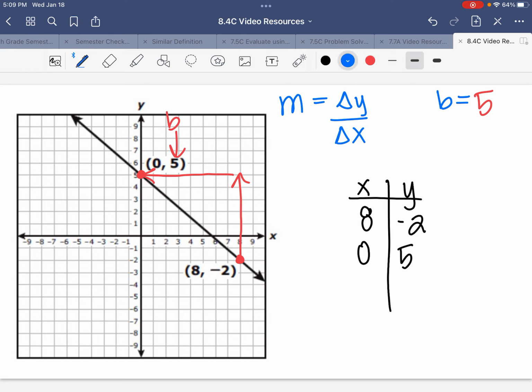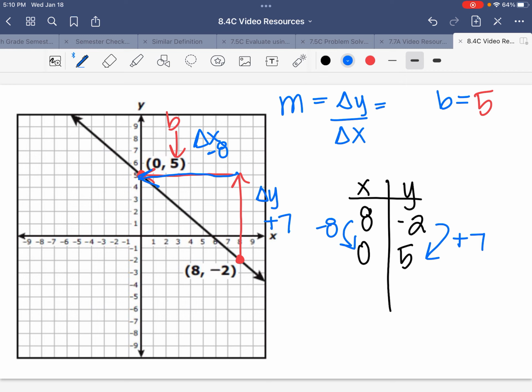So for slope, I'm finding that change in y, which if I look at the table, went from a -2 to 5, so I increased by 7. And that directly correlates to the change in y over here, which was an increase of 7. And as y increased by 7, x decreased. So x went down by 8, which matches the change in x because I'm going from 8 right here all the way to 0. So I am decreasing by 8.